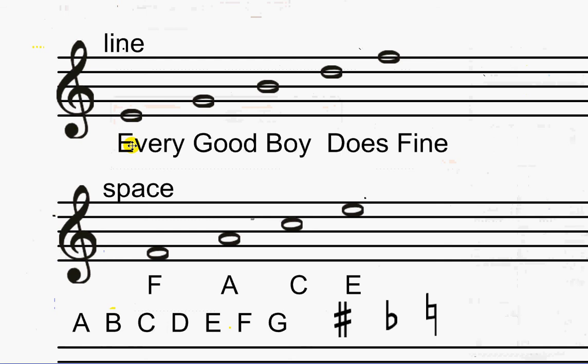And there are other sentences you can do, by the way. I've heard every good boy deserves fudge. I've heard silly ones like Elvis's guitar broke down Friday.